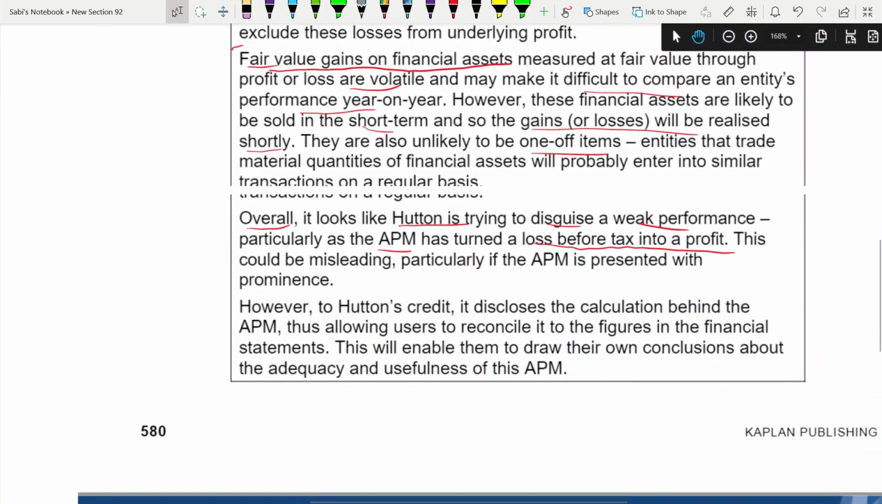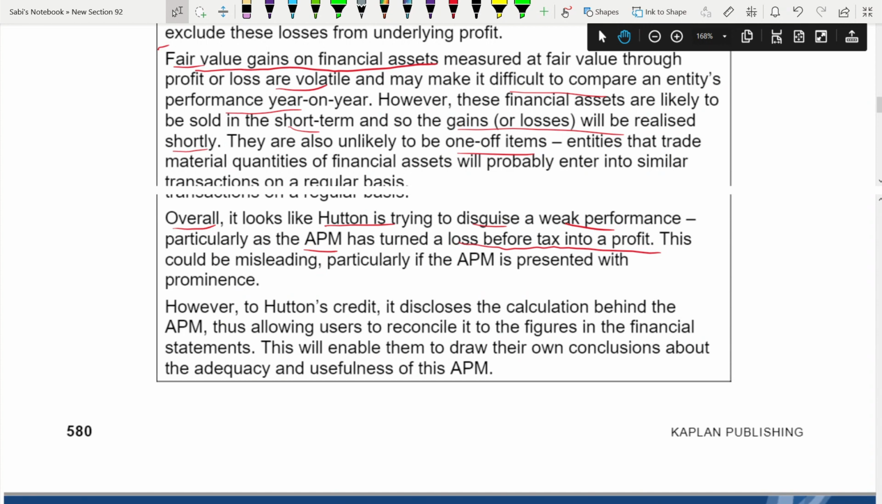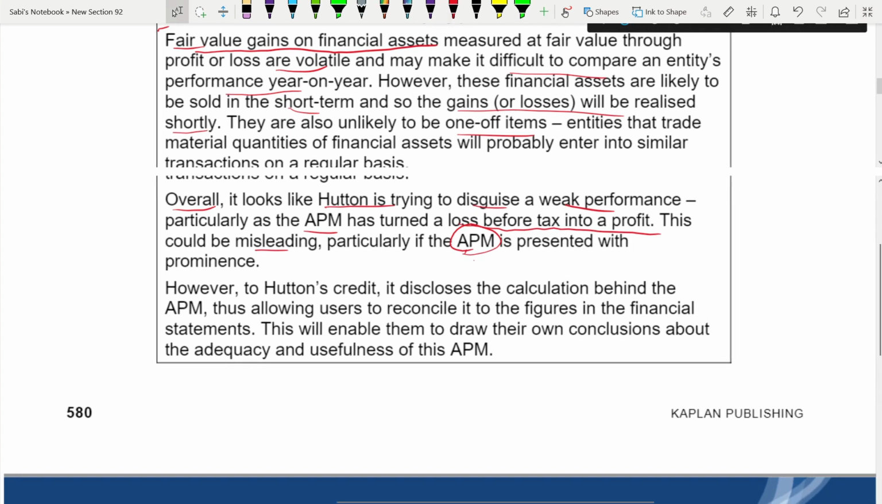You need to be a little suspicious of all this, right? You have to be skeptical about all those figures. So this could be misleading. High chances are there. Especially if they are stressing so much importance on this APM. That means something is wrong. Because this is not a requirement of IFRS. If it was, okay, pay attention, no problem.